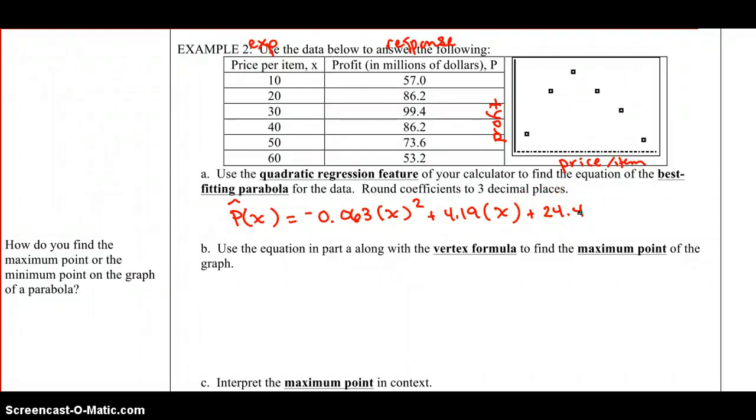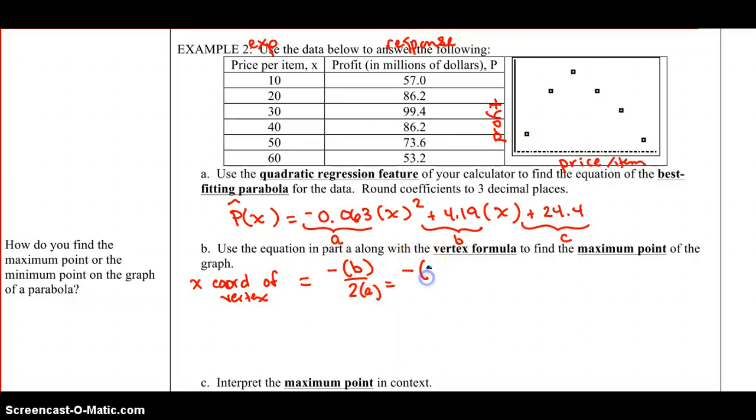So now it asks us to use the equation in part A along with the vertex formula to find the maximum point of the graph. So to use the vertex formula, we need all of our terms on one side, which they are. So here's our coefficient on the x squared term is A, here's our B, and here's our constant term. Okay, so for the vertex formula, the x-coordinate of the vertex is the opposite of B over 2A. So we're going to get the opposite of 4.19 over 2 times negative 0.063.